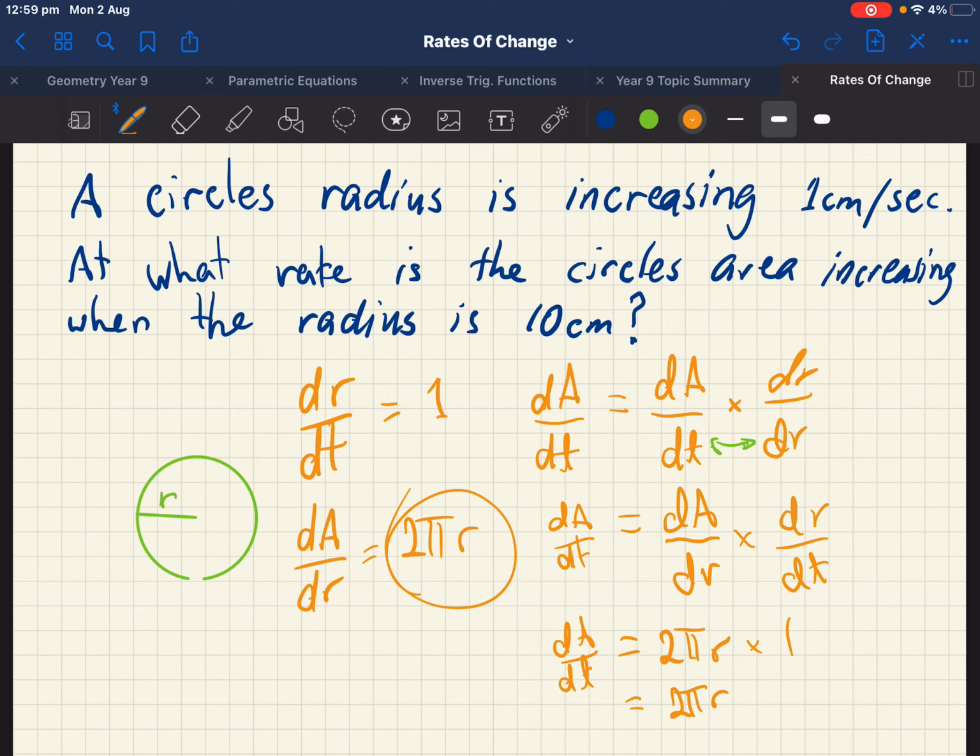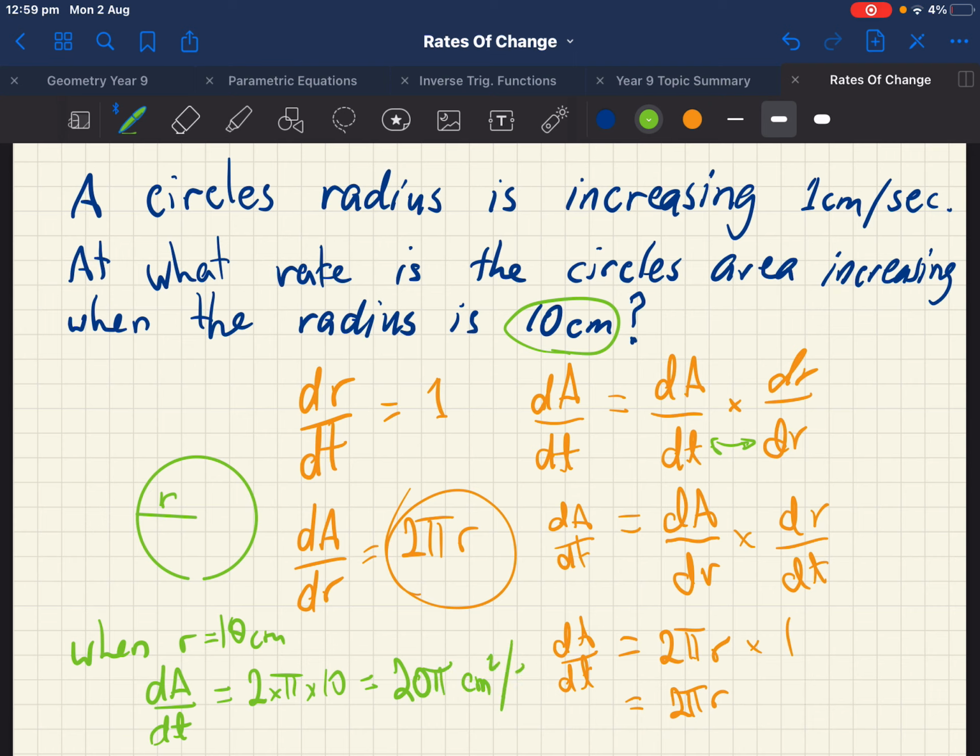All we need to do is just sub in the r, and in this case, it happens to be 10 centimeters. So our final answer, when r is equal to 10 centimeters, dA/dt will be equal to 2 times pi times 10. In other words, 20 pi square centimeters per second, or approximately 63 square centimeters every second.